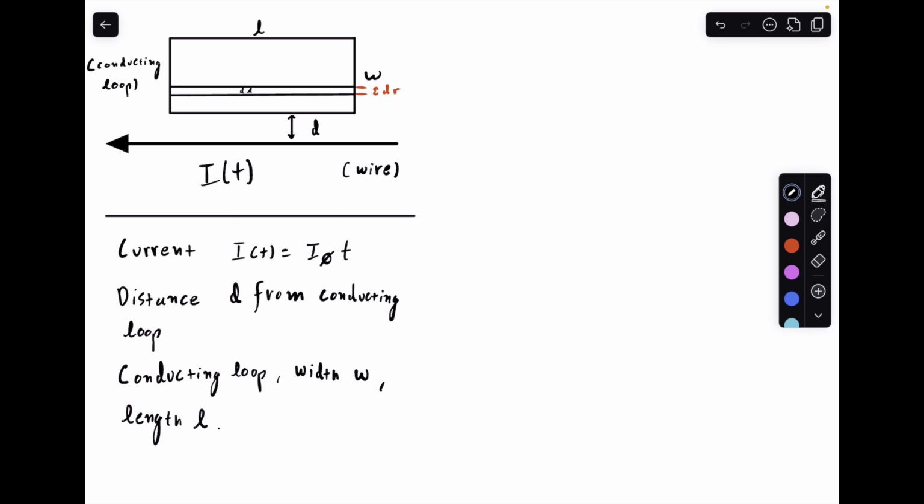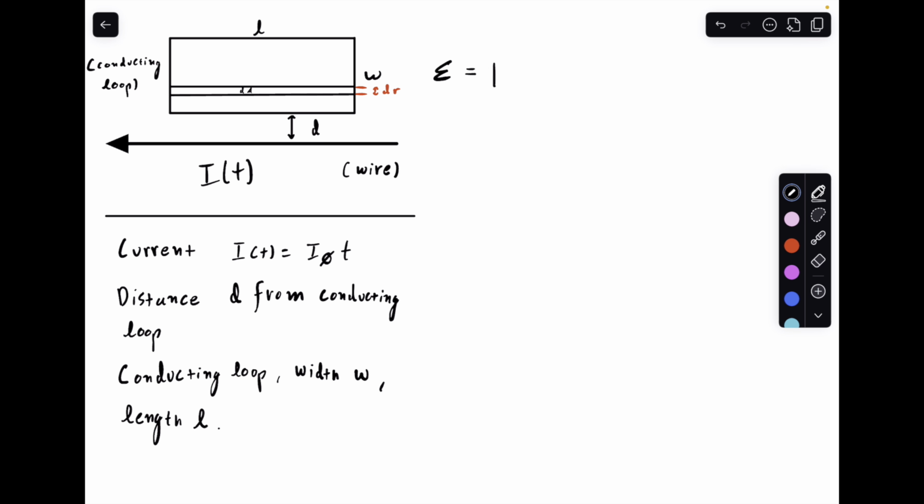In this derivation, the current is given to us as a function of time, I naught t. There's a distance d from the conducting loop to the wire, and the conducting loop has width w and length L. So in this instance, whenever we have an induced electromotive force, we need to use Faraday's law, right?